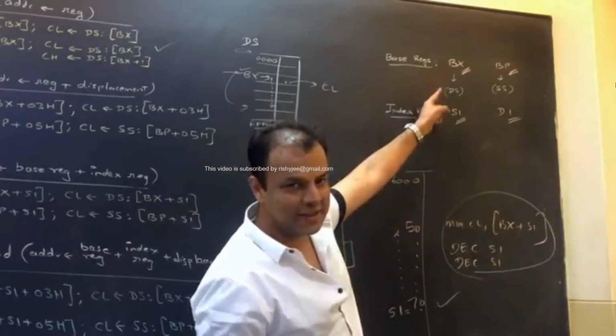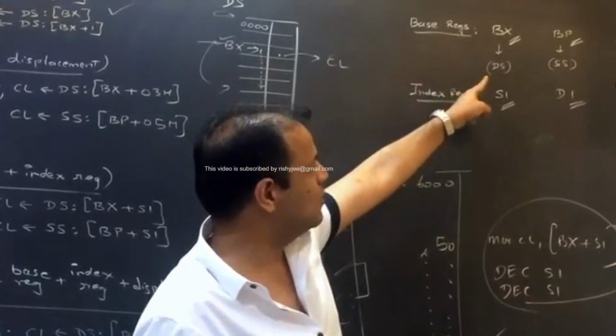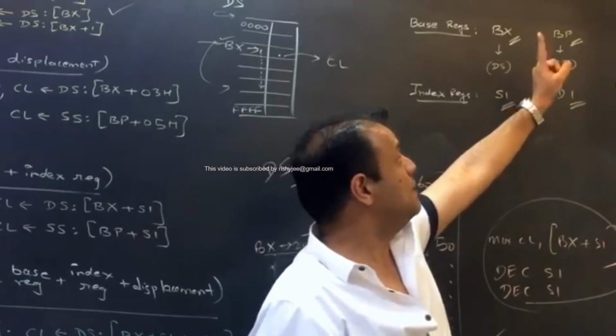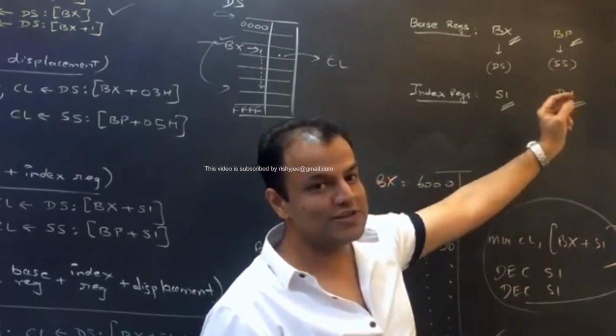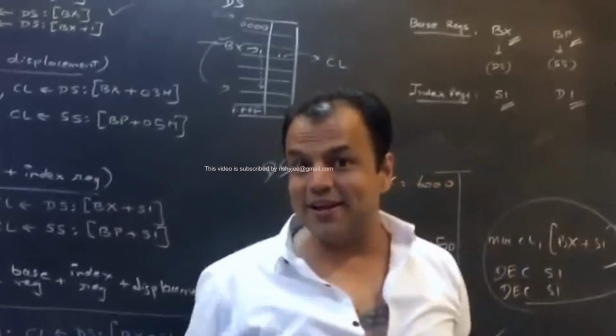So, I'm giving you all combinations, please pay attention. BX plus SI will work on data segment. BX plus DI will work on data segment. BP plus SI will work on stack segment. BP plus DI will work on stack segment. There is nothing such as BX plus BP. Okay, don't get carried away.